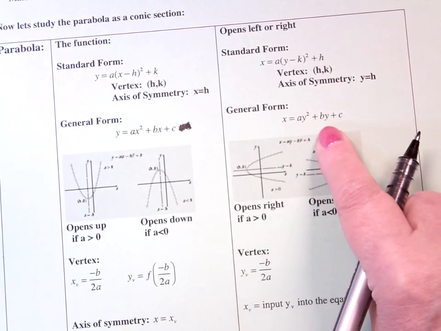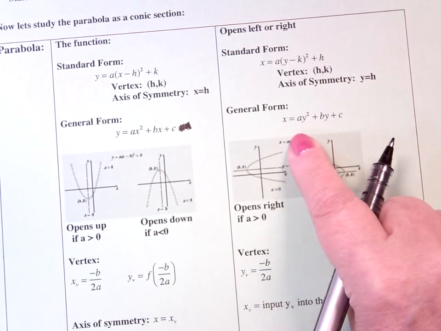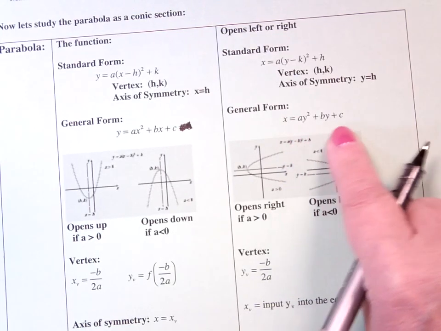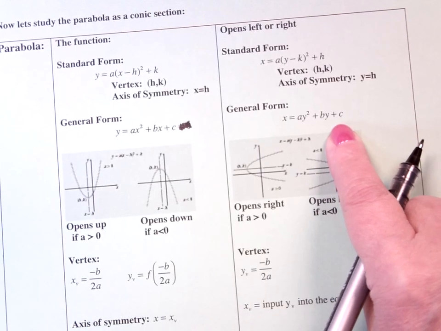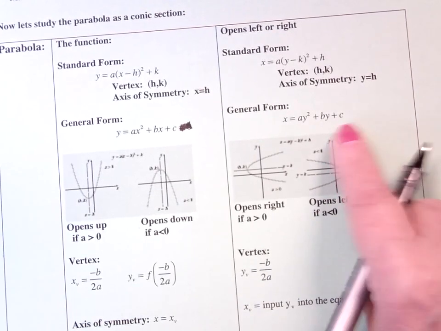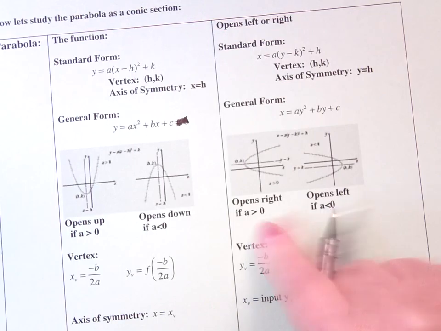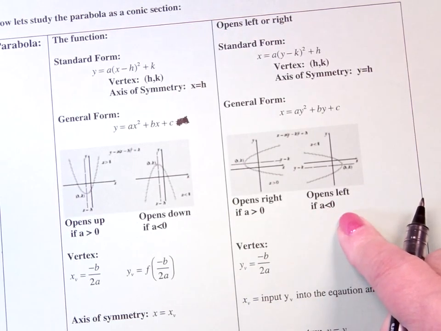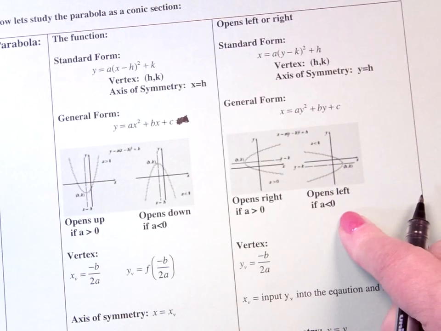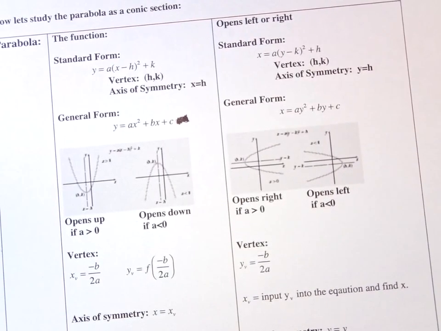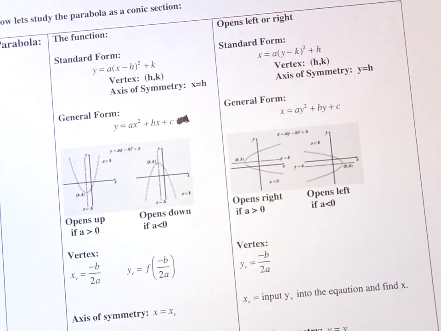And the general form is x equals ay squared plus by plus c. The x's and y's are reversed. And it opens right if a is positive, and it opens left if a is negative. So it's got the same kind of idea. For me, left is negative, right is always positive. So if you look at the x and y axis, if a is positive, it's going to open to the right, and if a is negative, it's going to open to the left.